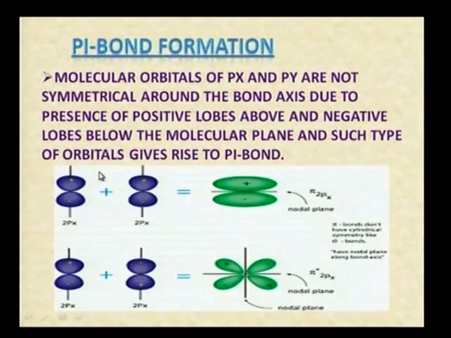In general, a pi molecular orbital involves side by side overlapping. This pi molecular orbital is not symmetrical around the bond axis because of the presence of positive lobes above and negative lobes below the molecular plane. Such orbitals are designated as pi bonds. This pi bond is of two types. The pi bonding molecular orbital has one nodal plane, and the pi anti-bonding molecular orbital has two nodal planes.